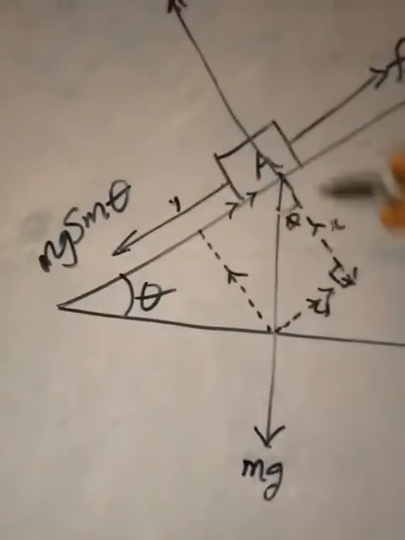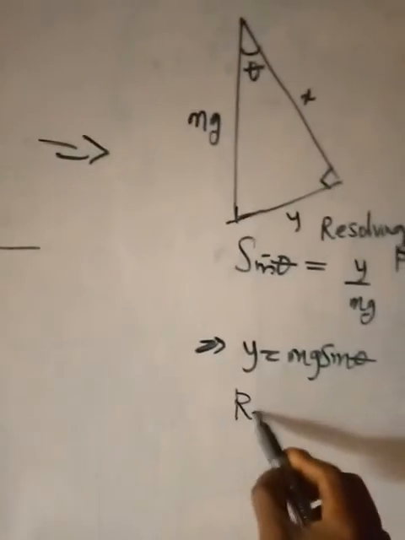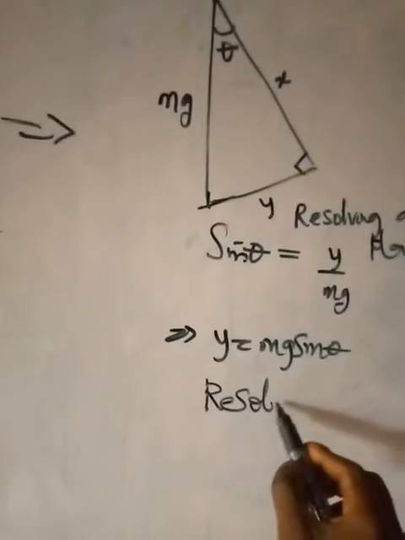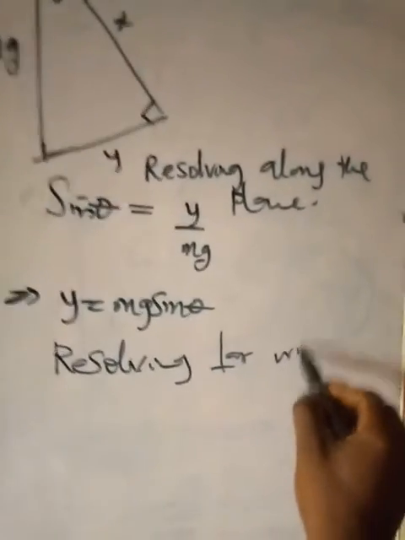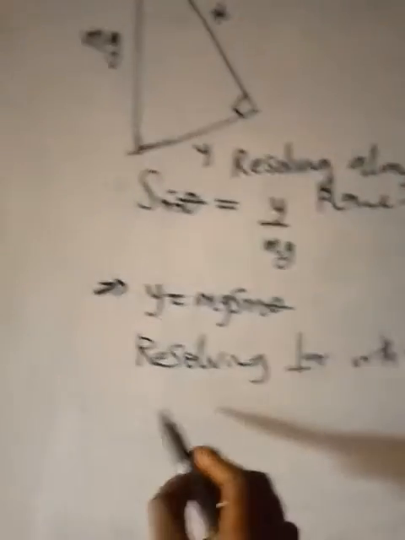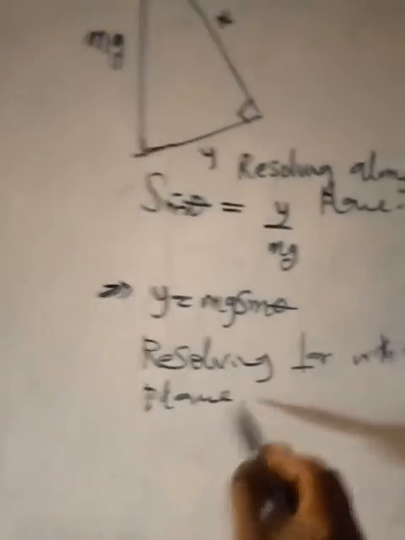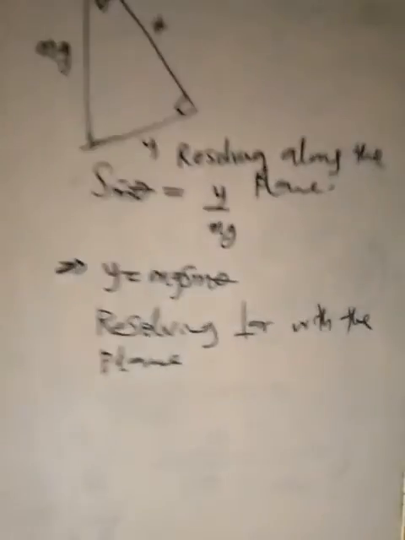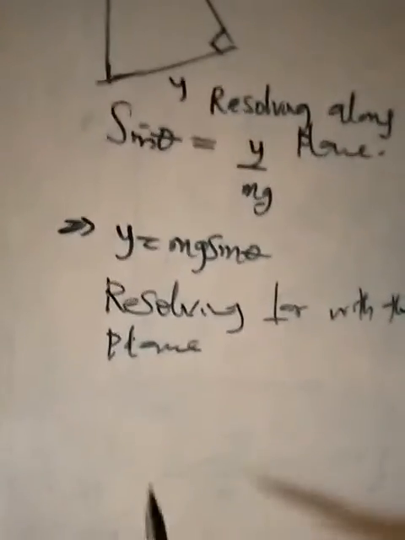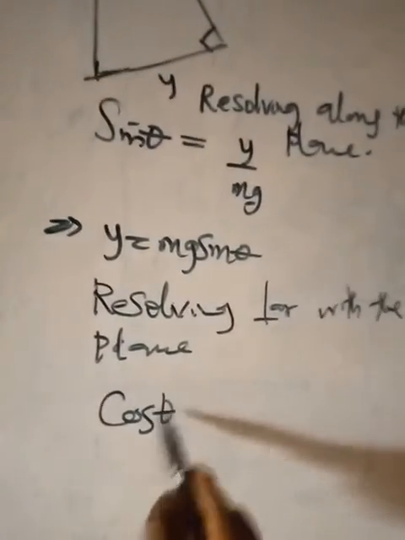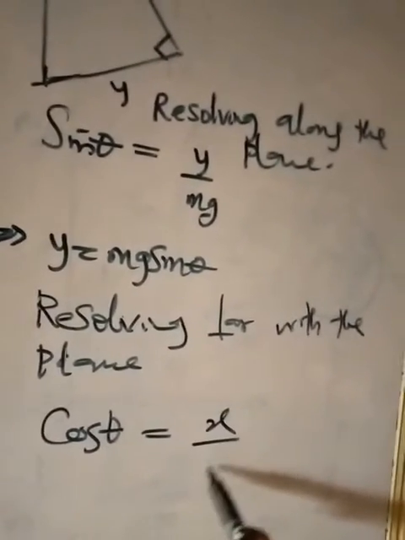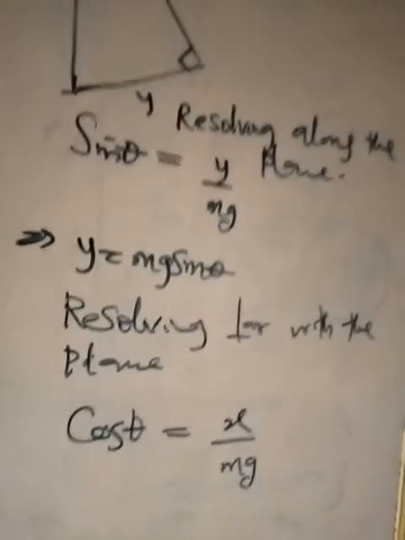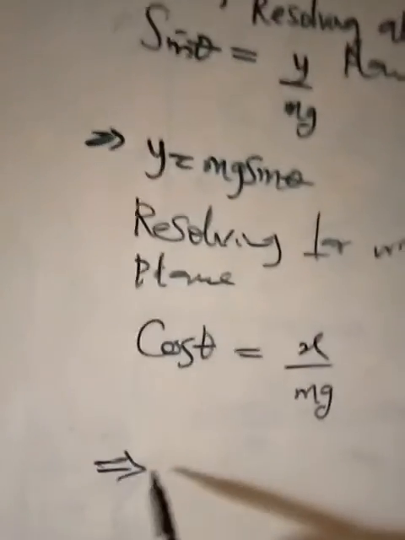Now let's look at the force that is perpendicular with the plane, by resolving perpendicular with the plane. That means we are going to solve for X. In this case, we use cosine: cos theta equals adjacent over hypotenuse.